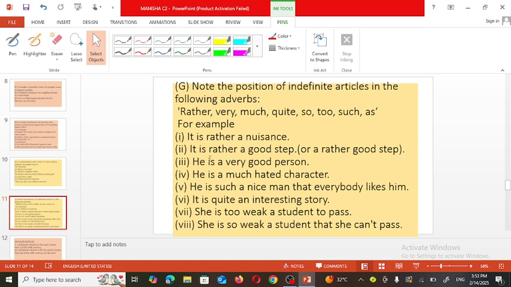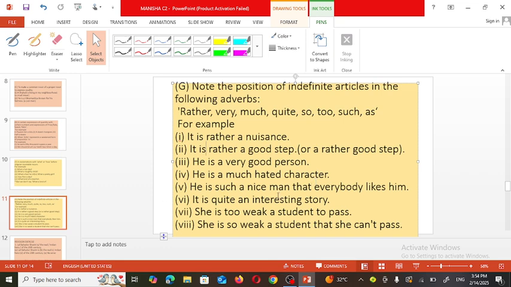That's why article a has come. It is rather a good step. Here, article a can be used before rather also. So the sentence can be it is a rather good step or it is rather a good step. Article a can be used before rather or even after rather. Next one, he is a very good person. So article a is used before very. He is a much hated character.